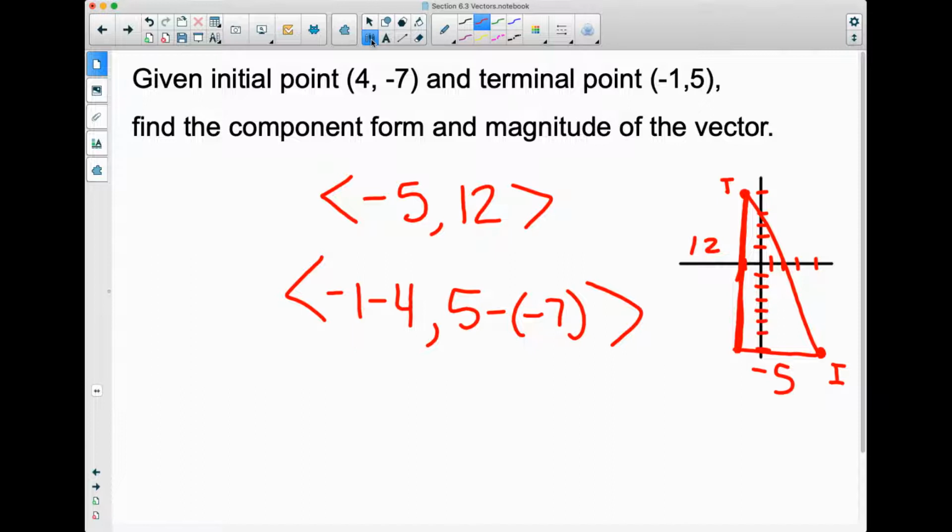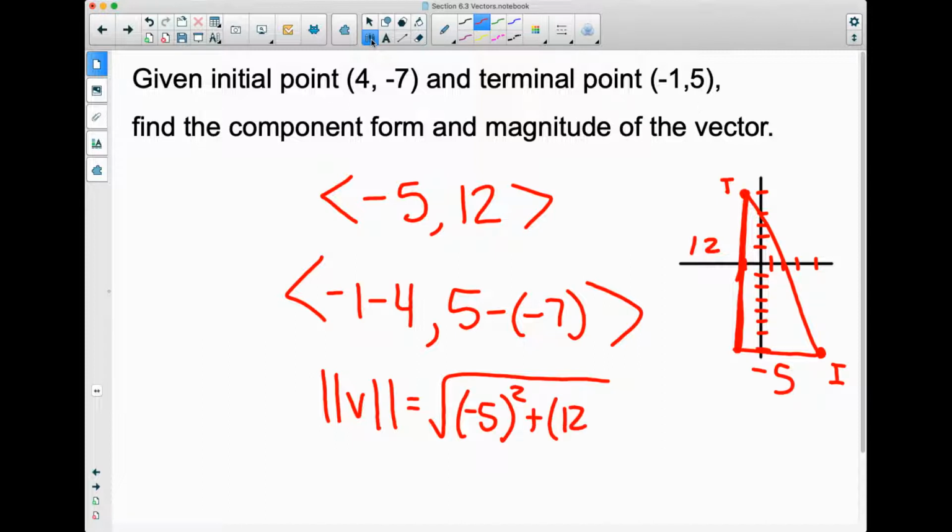Okay. So magnitude, you're going to have these two lines on each side of your vector. That's how they denote magnitude. And we just take the square root. Like I said, we've already done the hard work here. So the square root of -5 squared plus 12 squared. Or if we did Pythagorean theorem, it would have been the same thing.